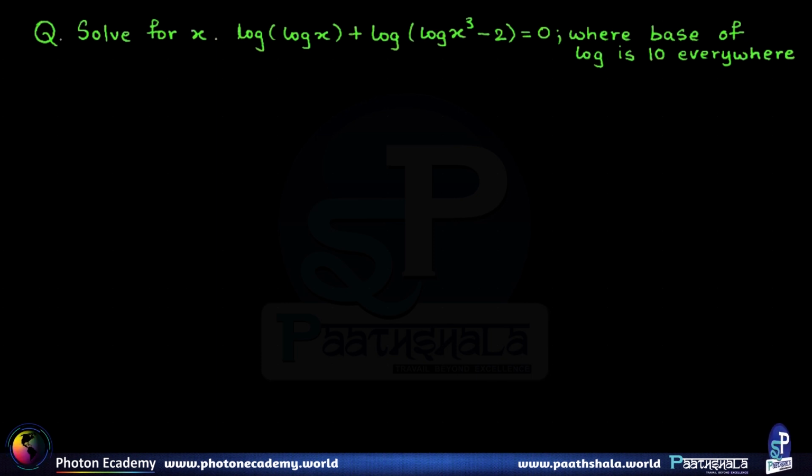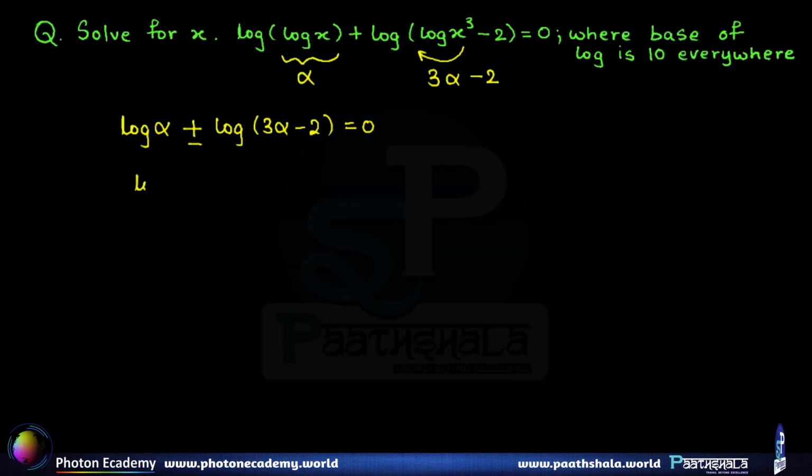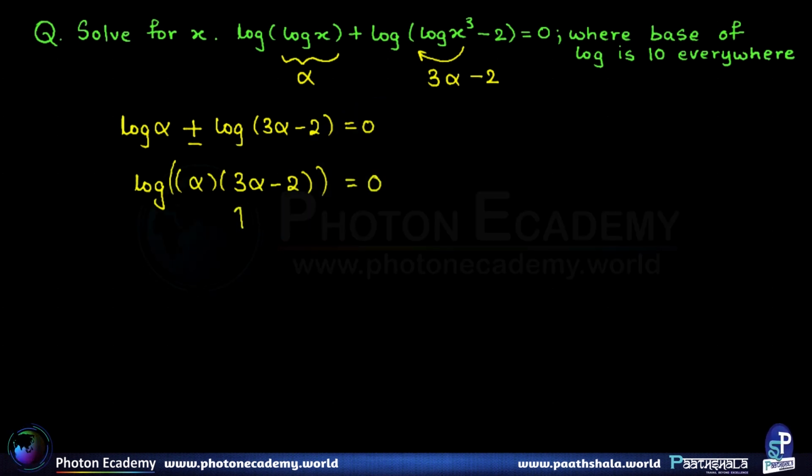Okay, let's just assume this term to be alpha. So this will be 3 log x, so that is 3 alpha minus 2. So we have log alpha plus log 3 alpha minus 2 is equal to 0. There's addition, so the terms will multiply. Log alpha into 3 alpha minus 2 is equal to 0. The log is 0, so this value has to be equal to 1.